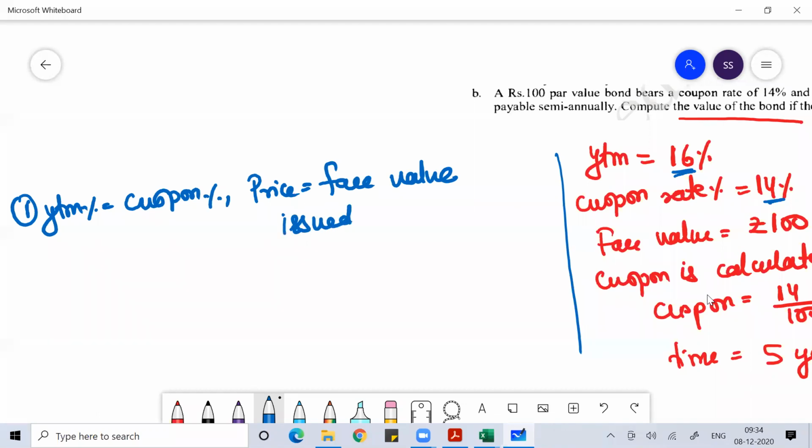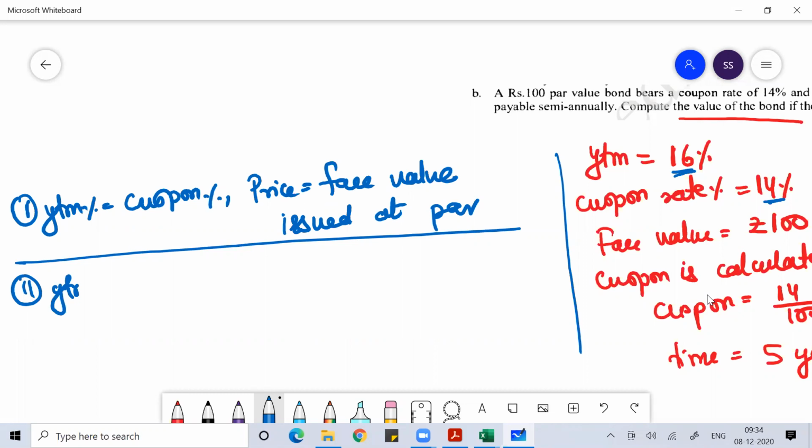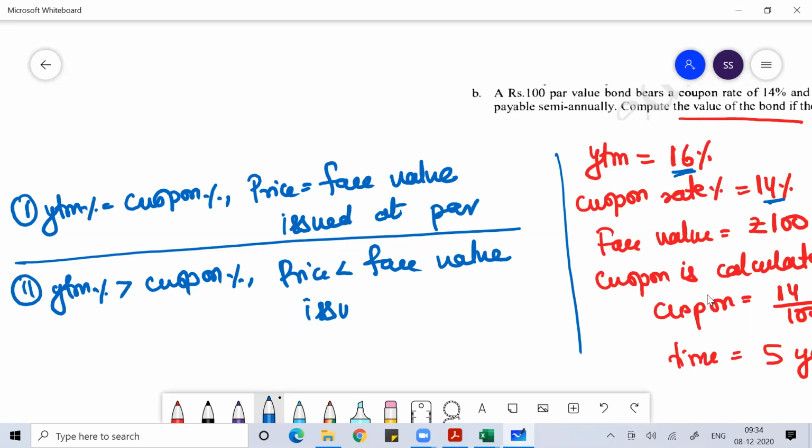It means it is issued at par. And then the next case: if your YTM is greater than the coupon percentage, it means the price is less than the face value. It means the instrument is issued at a discount.